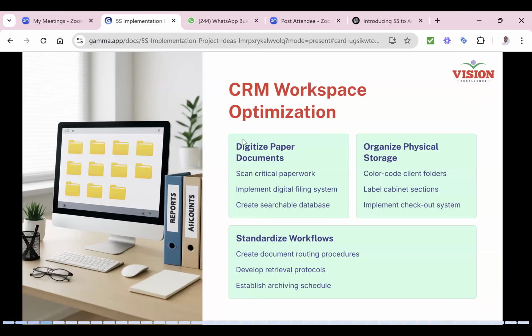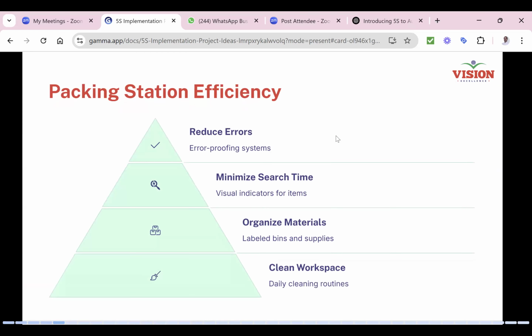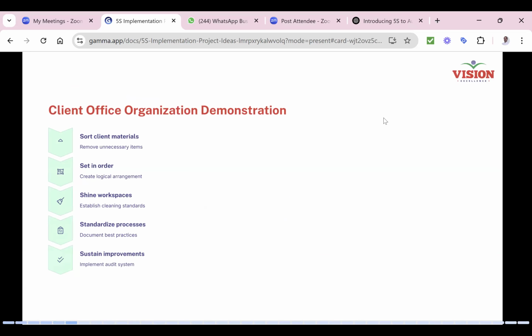food related workplaces. And CRM workspace, here you can digitize the paper documents so that you can minimize the usage of papers. And of course, any physical storage you can organize, and workflow can also be streamlined. And this is a kind of packing station efficiency, right? Maybe if you are into the packaging industry, yes, these are all the benefits you can project by implementing.